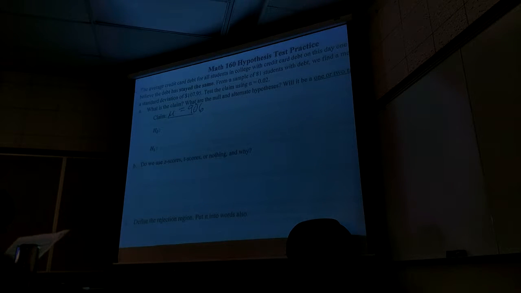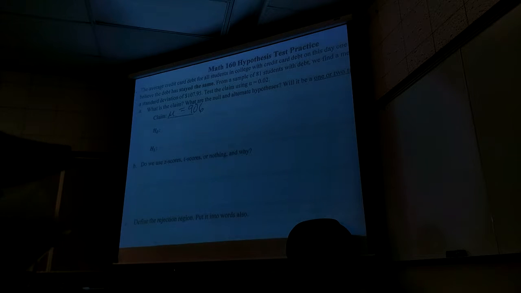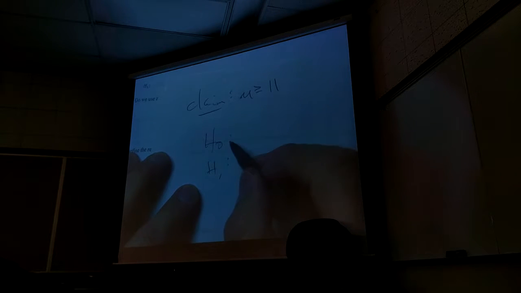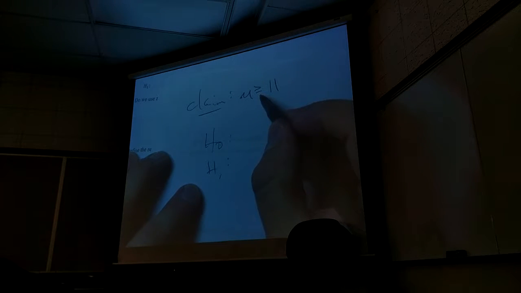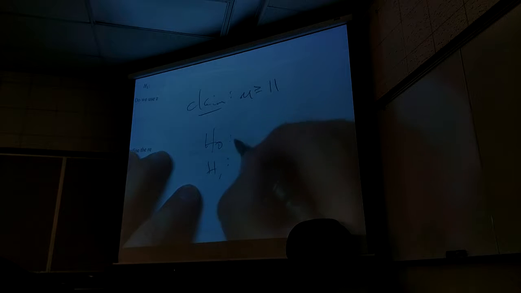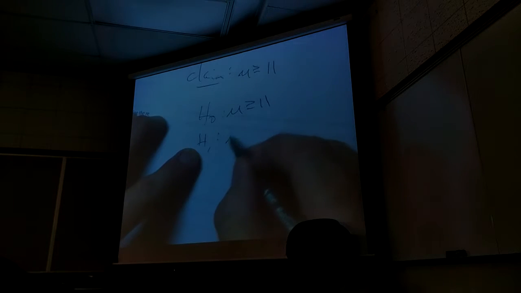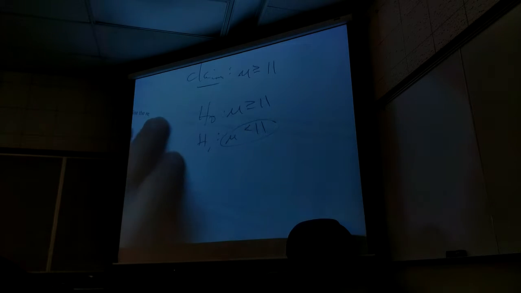So real quick, a lightning round of stuff here. What if the claim was, let's say, it's at least 11? Would that be the H0 or the H1? The H0. Why? That's an equal sign. It's just that simple. Because then I could show evidence for this. What would this one have to be then? Less than. And I can show evidence for that, right?